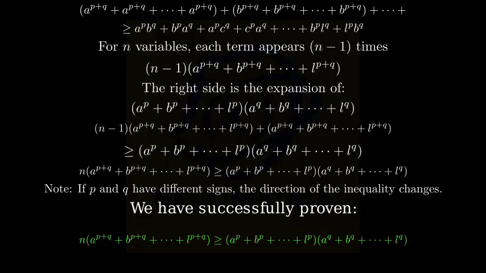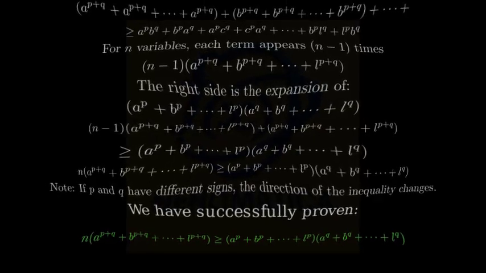N times the sum of a to the power of p plus q, b to the power of p plus q, and so on up to L to the power of p plus q is greater than or equal to the sum of a to the power of p, b to the power of p, and so on, multiplied by the sum of a to the power of q, b to the power of q, and so on. This is a powerful result that applies to many different positive real numbers and exponents.